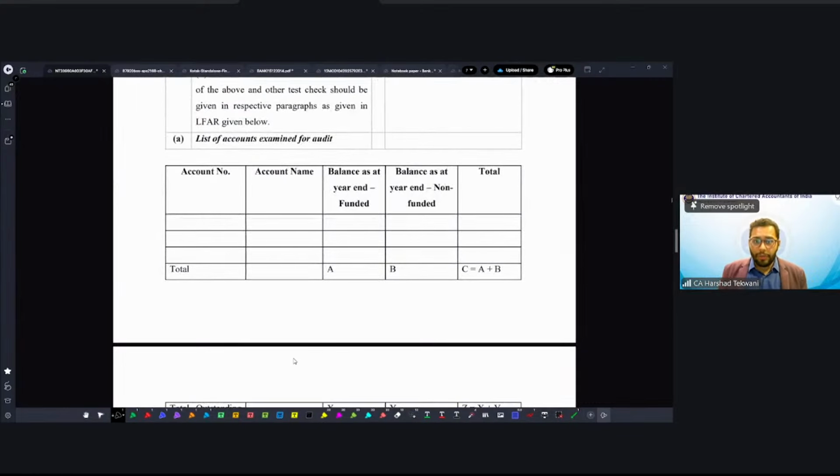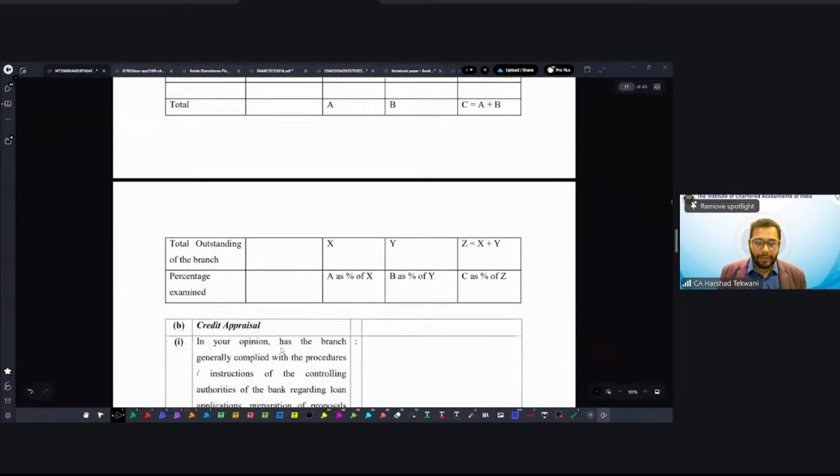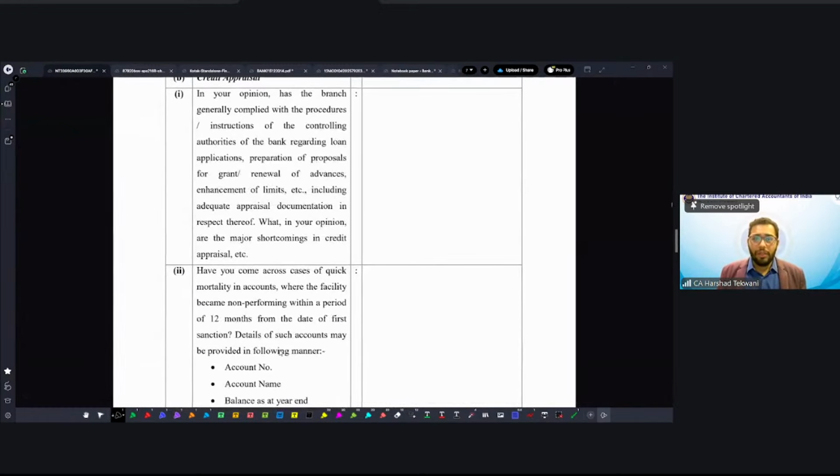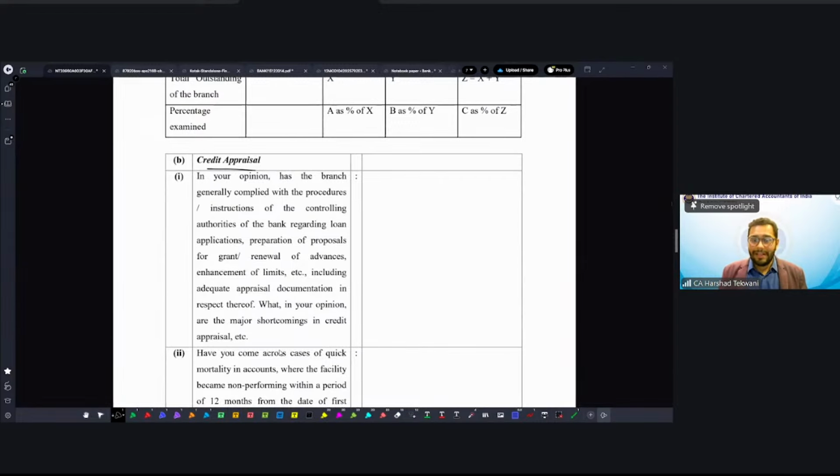Then you need to provide the list of those large advances that you have seen, in this particular format. Then you need to see the credit appraisal for those advances. What is credit appraisal? That means whether the limit enhancement has been done or not, if there is a CC or OD. If it has been done, then what documentation was referred to, whether appropriate documentation has been saved or not, and whether the credit appraisal is as per the bank policy or not.